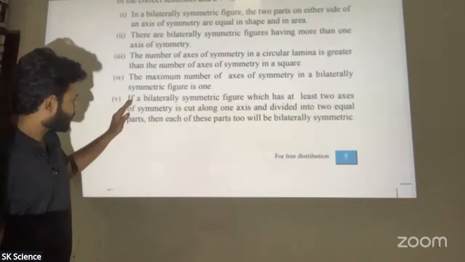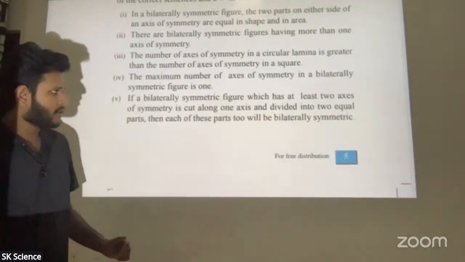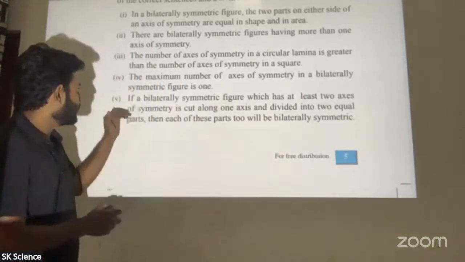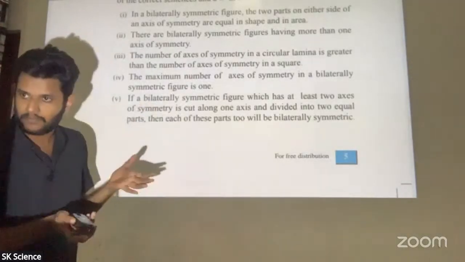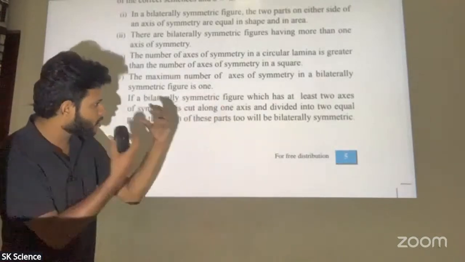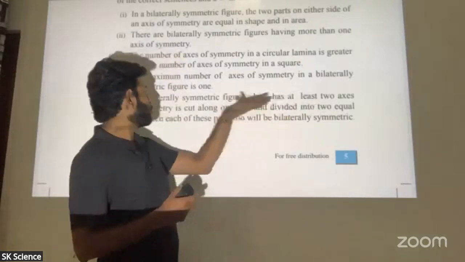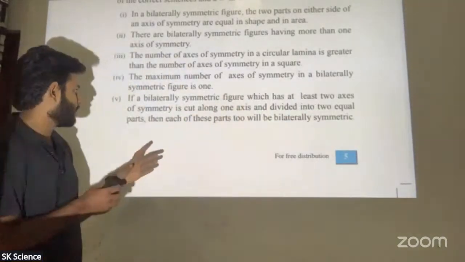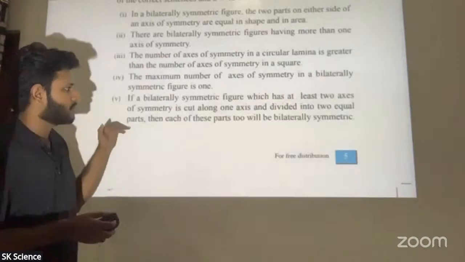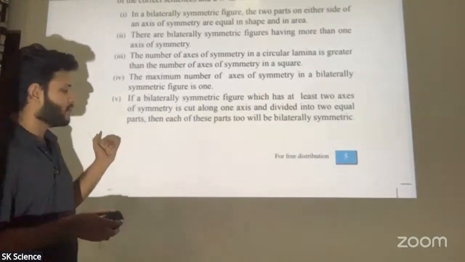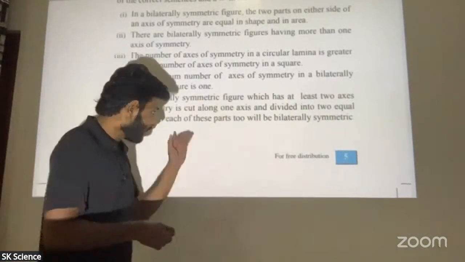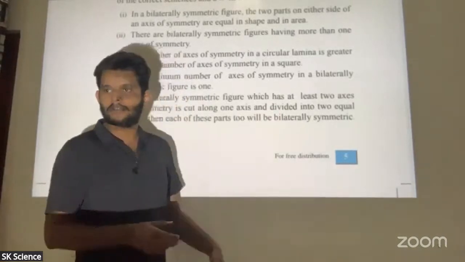Then here: if a bilaterally symmetric figure which has at least two axes of symmetry is cut out along one axis and divided into two equal parts, then each of these two parts will be bilaterally symmetric. Look at this carefully.